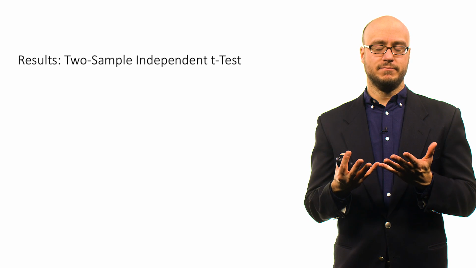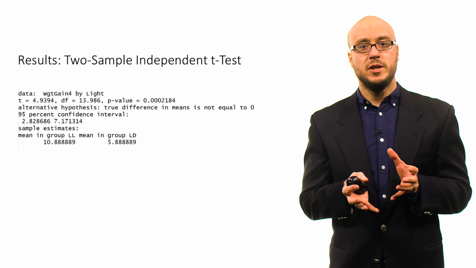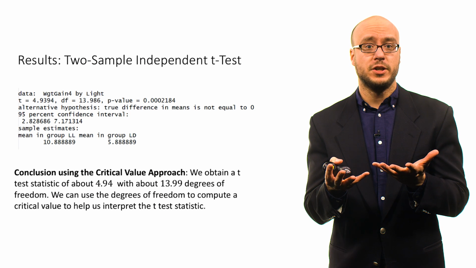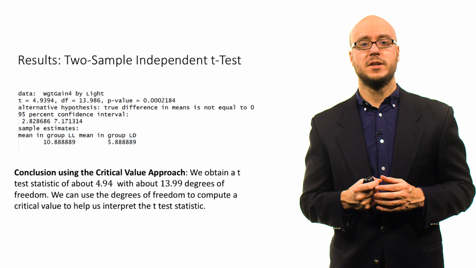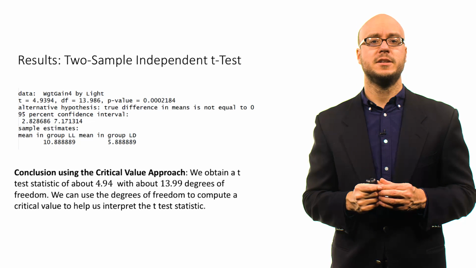It's because these test statistics are really a pain to calculate by hand. So when we use statistical software, we get this kind of output. We can use the critical value from this output to make a conclusion. So we obtain a t-test statistic of about 4.94, and that's distributed on a t-distribution that has roughly 14 degrees of freedom. Recall the degrees of freedom governs the shape of the t-distribution, and we can locate that test statistic on that t-distribution.